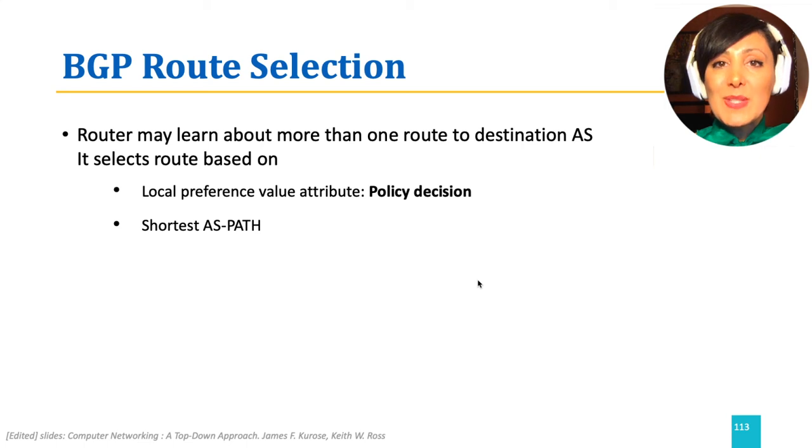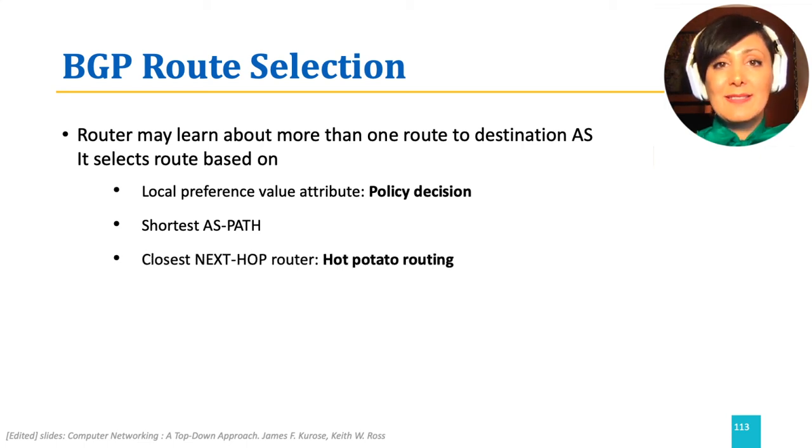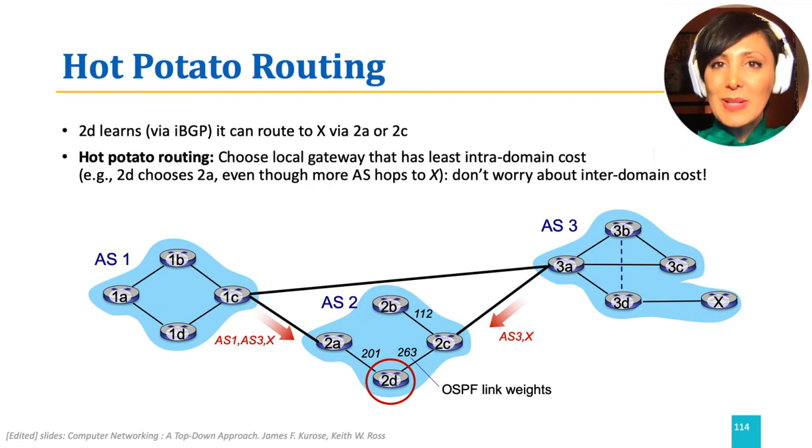It might choose the closest next hop router that reaches that destination. This is called hot potato routing. Or it might choose based on different parameters or a combination of parameters. In hot potato routing, the router chooses the closest next hop router that reaches that destination.